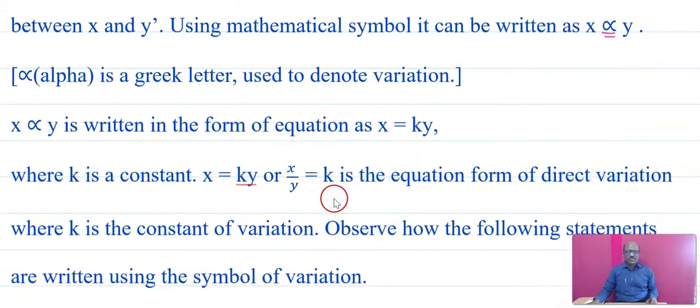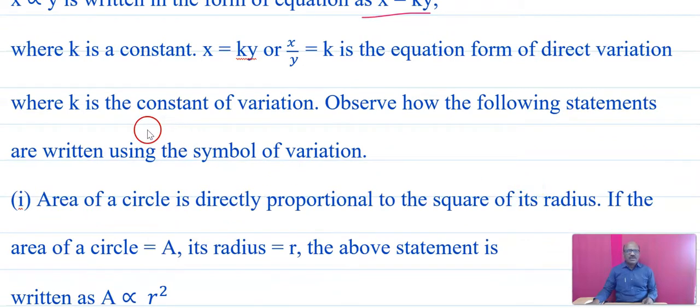X is proportional to Y is written in the form of an equation as X is equal to KY, where K is a constant. X is equal to KY, or X upon Y is equal to K. Here Y is multiplied by K, and X upon Y is equal to K is the equation form of direct variation, where K is called the constant of variation.